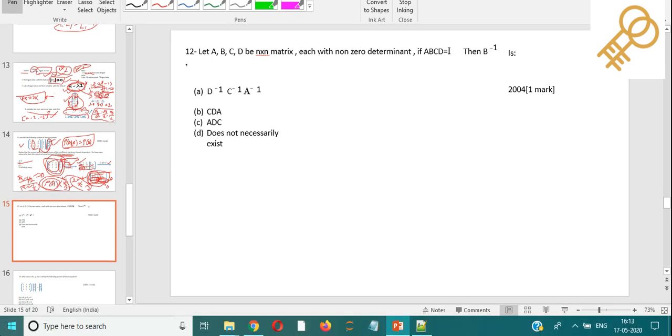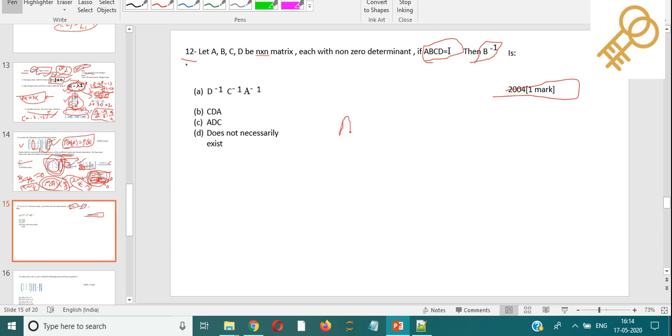So here is your next question, question number 12, asked in 2004 for 1 mark. Let A, B, C, D be n cross n matrices, all with a non-zero determinant, meaning they are all non-singular matrices. Given the relation ABCD equals the identity matrix, you have to find the inverse of B.